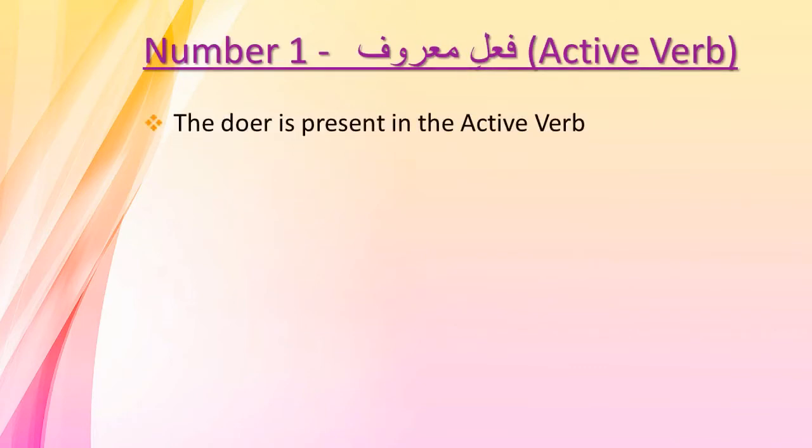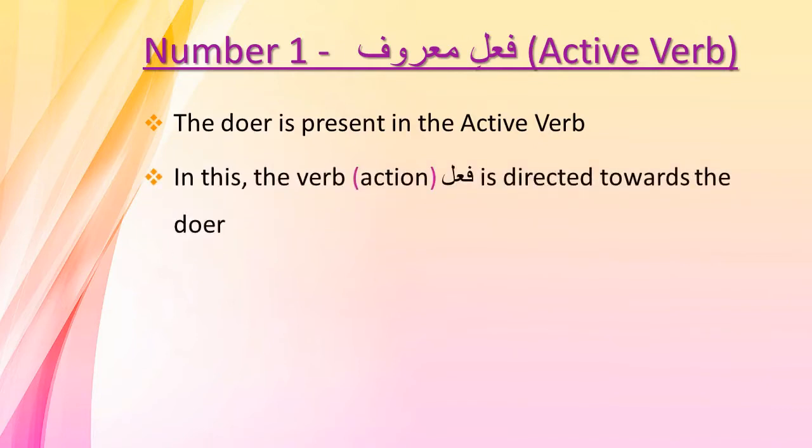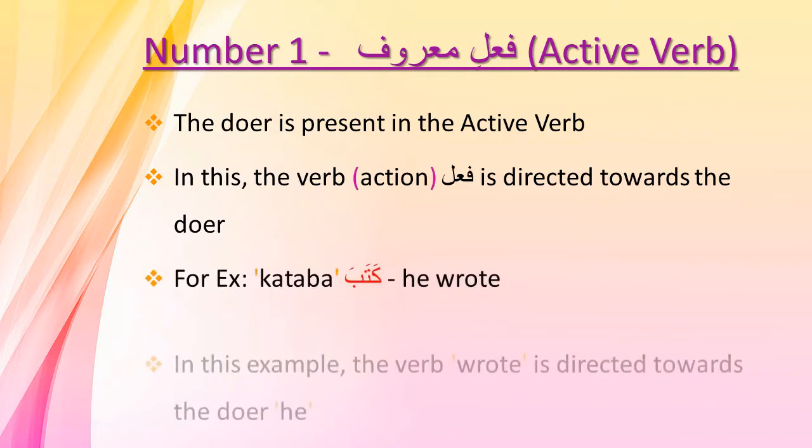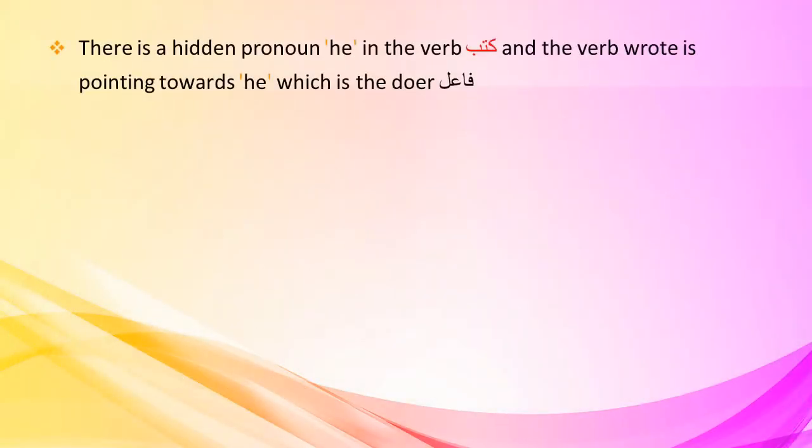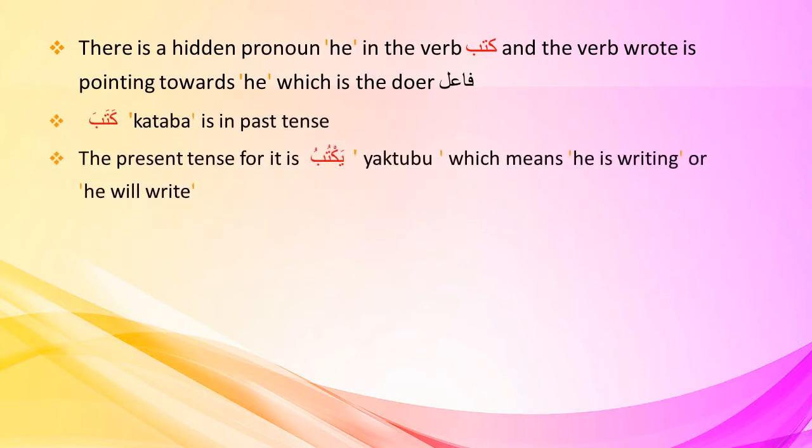The first one is active verb, fi'l ma'ruf. The doer is present in the active verb. In this, the verb or action is directed towards the doer, fa'il. Example, kataba, he wrote. In this, the verb wrote is directed towards the doer, he. That means there's a hidden pronoun he in the verb kataba, and wrote is pointing towards he, which is the doer, fa'il. Kataba is in past tense. The present tense for it is yaktubu, he is writing or he will write.